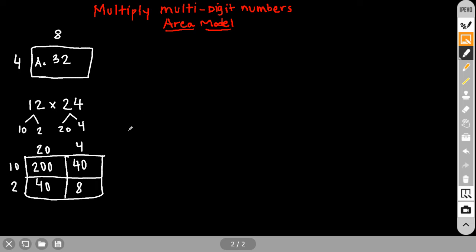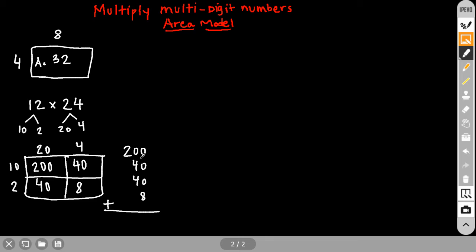We have to add all these numbers. So I'm going to stack them up here. 200 plus 40 plus another 40 plus 8. You need to stack them properly.